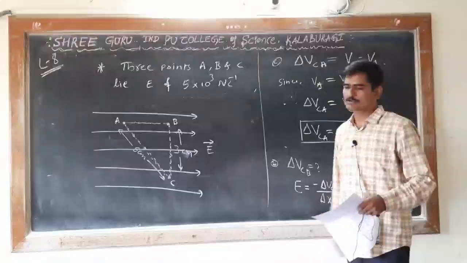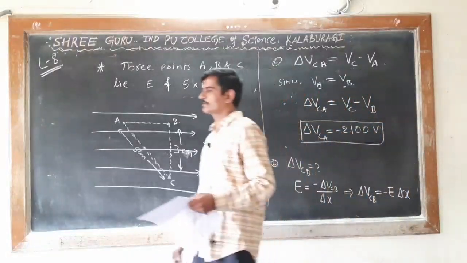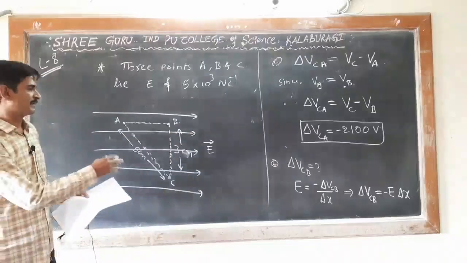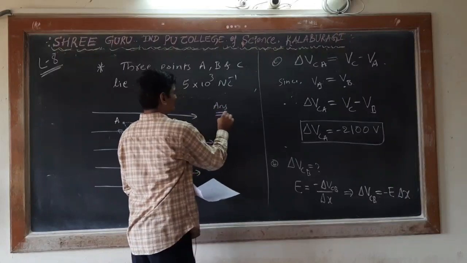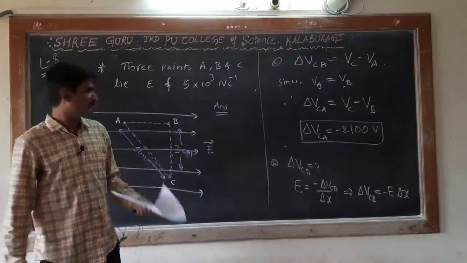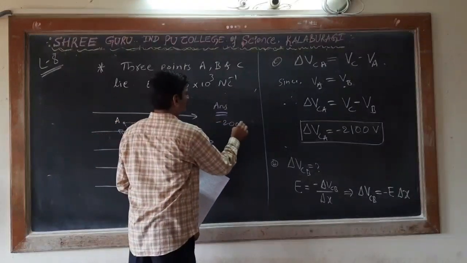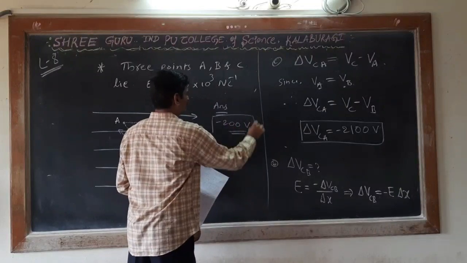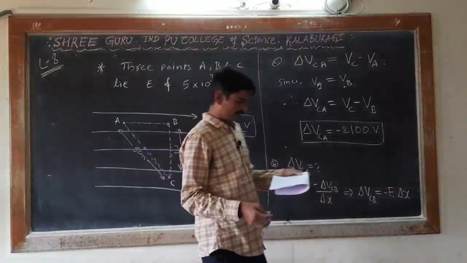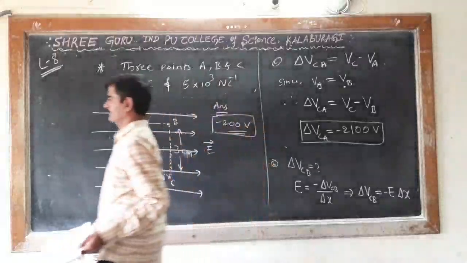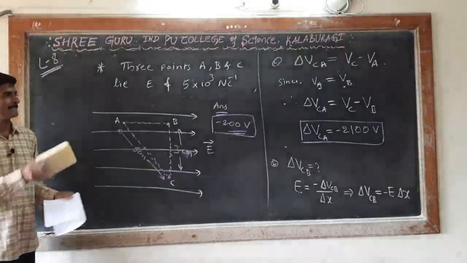This is the same as what we have just solved. Just now we have solved the numericals. It is similar to that. And the answer for this one, I will give the answer. The answer for this numerical comes out to be minus 200 volt. Understood? This is homework.